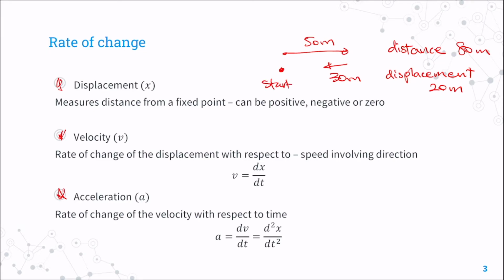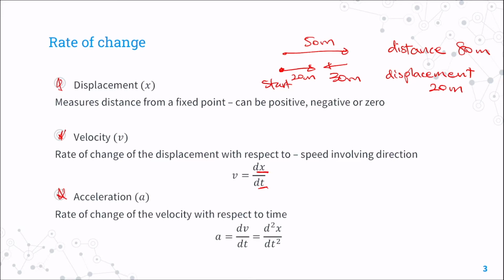So from the start is 20 meters. Now the velocity is the rate of change of the displacement, so it involves speed and involves direction. So with respect to x, which is displacement, over time. Acceleration is the same thing, but with velocity. So the change of velocity over time.